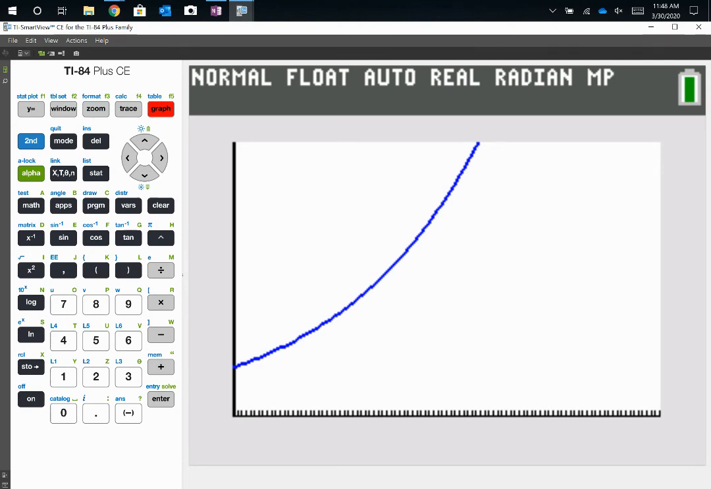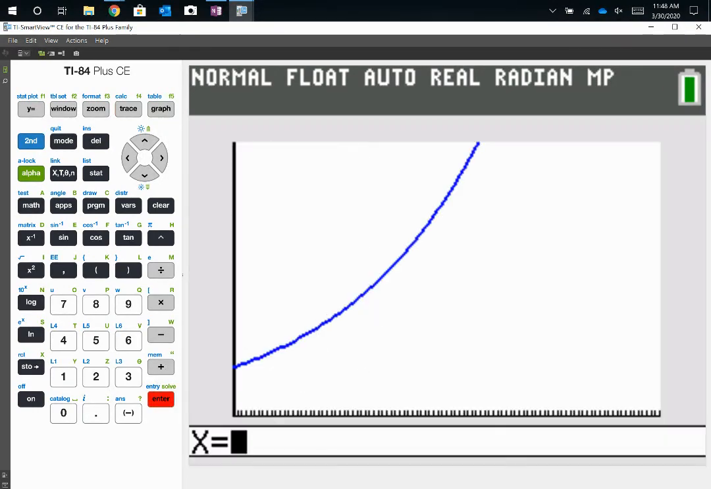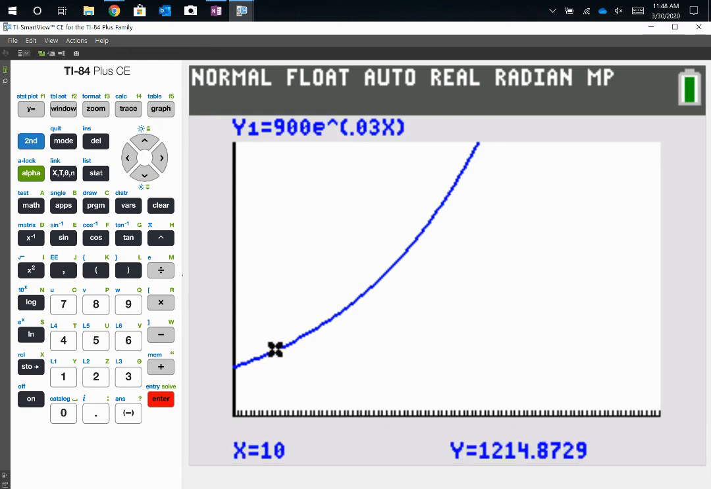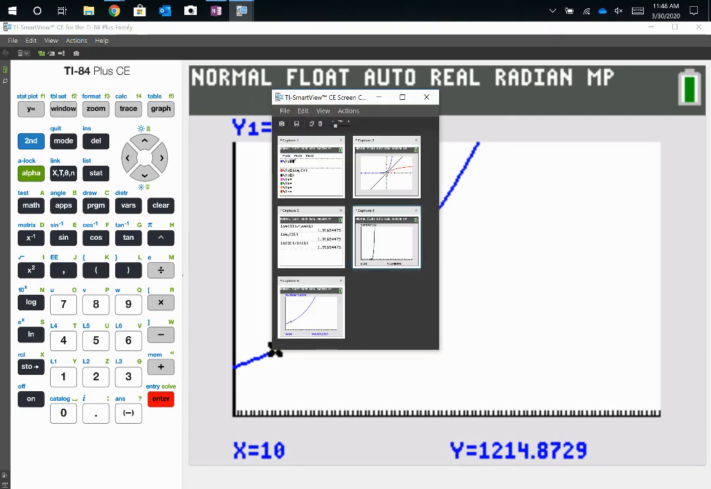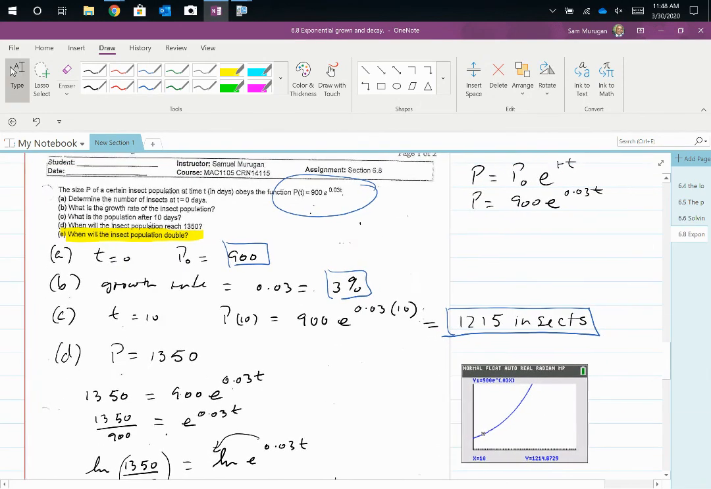So perhaps the question had asked, after 10 days, calculate the value when x is equal to 10, and we can see it was approximately 1.1215. I'm going to capture that image and put it into our notes for this problem here, so you can see the picture of it if you want to mess with that and see what's happening to it.